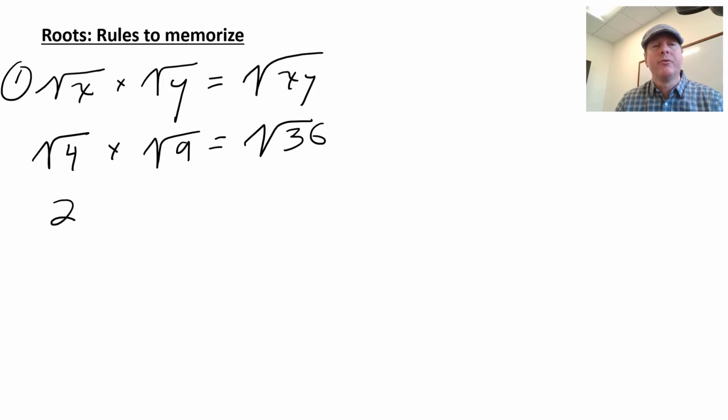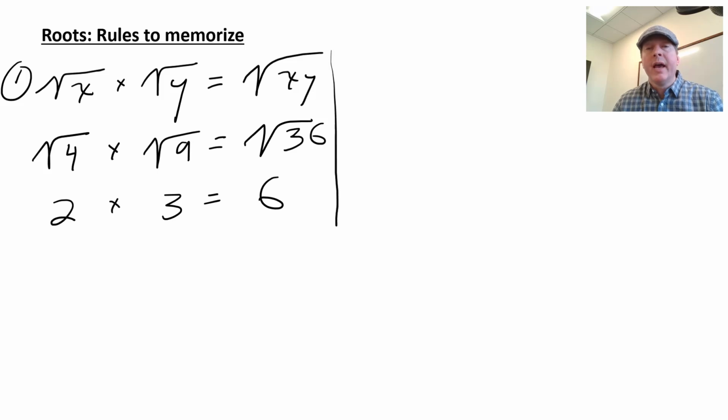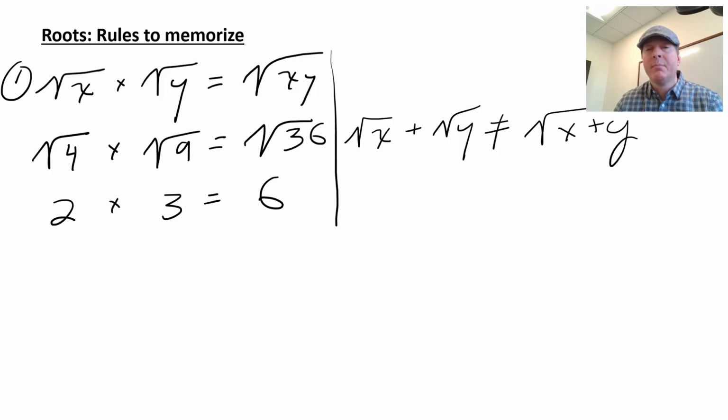And that makes sense. Square root of 4 is 2. Square root of 9 is 3. 2 times 3 equals 6. And yes, the square root of 36 is 6. So that's an important rule to memorize. Now, one thing I want to point out, suppose you were asked what is the square root of x plus the square root of y. That is not equal to the square root of x plus y, at least not most of the time. So, for example, is the square root of 4 plus the square root of 9 equal to the square root of 4 plus 9?